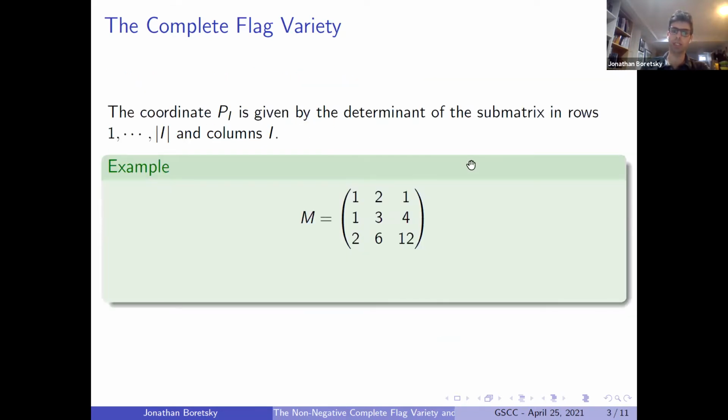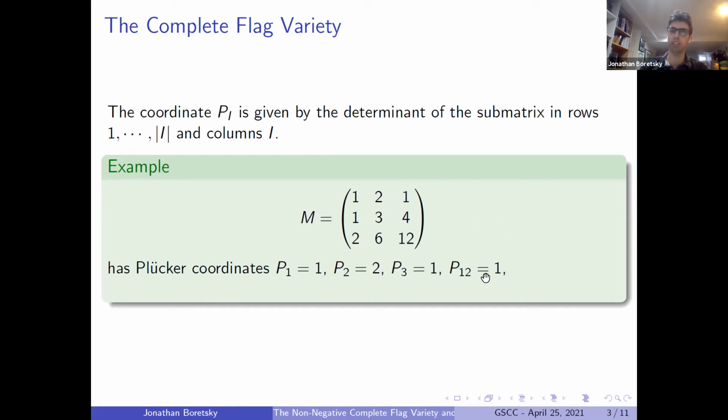And for an example, here's a matrix which is full rank. The Plücker coordinate P1 is just 1. It's telling us to look in the first row and the first column. First row because the size of the index is 1, and first column because the index itself is 1. P2 is 2, so the size of the index is 1, and it's the second column because the index is 2. P3 is going to be 1.